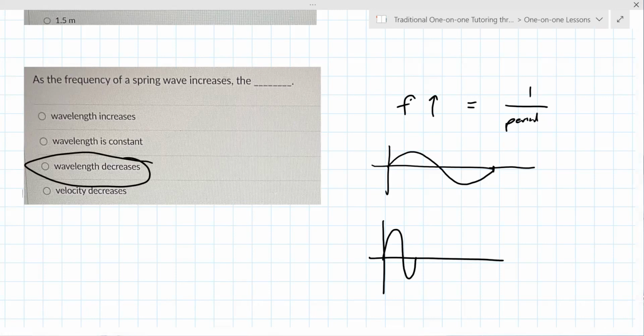Let me just double check that. I know that it's important to get it right. Yeah, we got it. Okay, great.